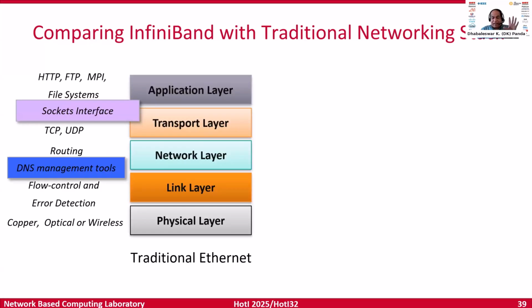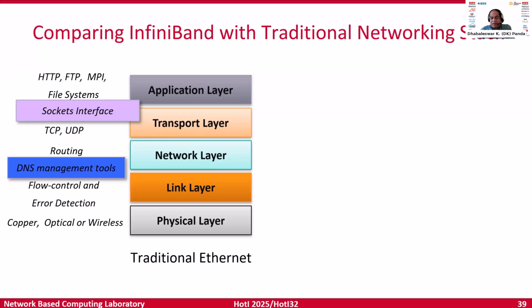If you take a look, the left-hand side is the traditional Ethernet. Many of you must be familiar with this: we have a physical layer, link layer, network layer, transport layer, and application layer. Typically here you see some management tools. The transport layer has TCP, UDP, the sockets interface, and then you have the application.